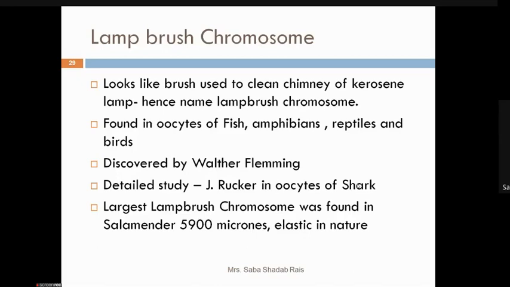Now it is also present in a few invertebrates as well as plants, but their size is not so big. The biggest lampbrush chromosomes can be found in salamander oocytes. They have a length of 5,900 microns, and it is found that they have an elastic nature.